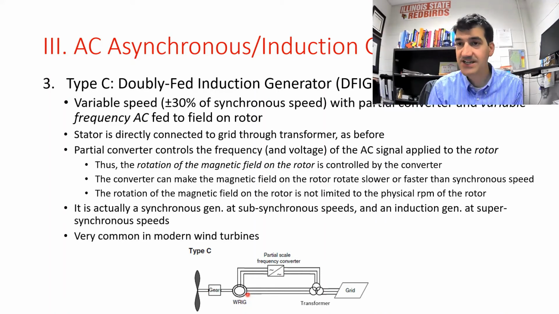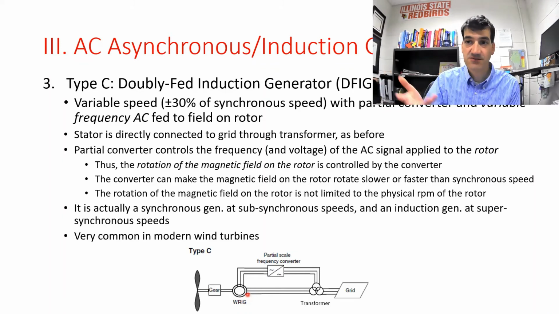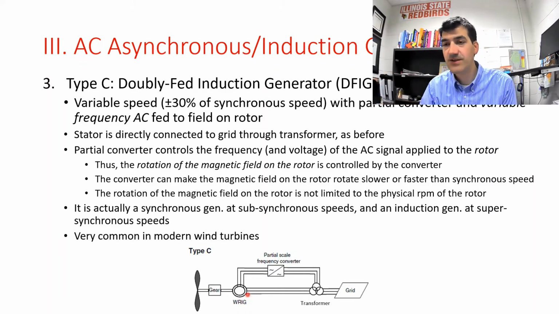What has changed is the rotor. What's going on with the rotor? Now what we actually have is electrical connections to the rotor. So you can already see one disadvantage to this design. If we have electrical connections to the rotor, what does that mean? It means we've got to have slip rings and brushes, but the benefits outweigh the disadvantages here.